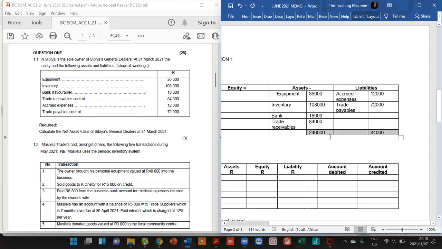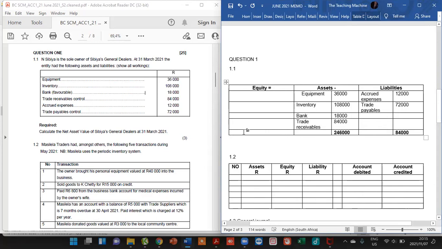Okay, let me just highlight these ones. Now we can apply the accounting equation. Remember, we were looking for the equity, also known as the net asset value. So to work out the equity, we're going to use this variable: assets minus liabilities. So 246 minus 84,000 rands. Let me check. 162. Thank you very much, students. It equals 162.